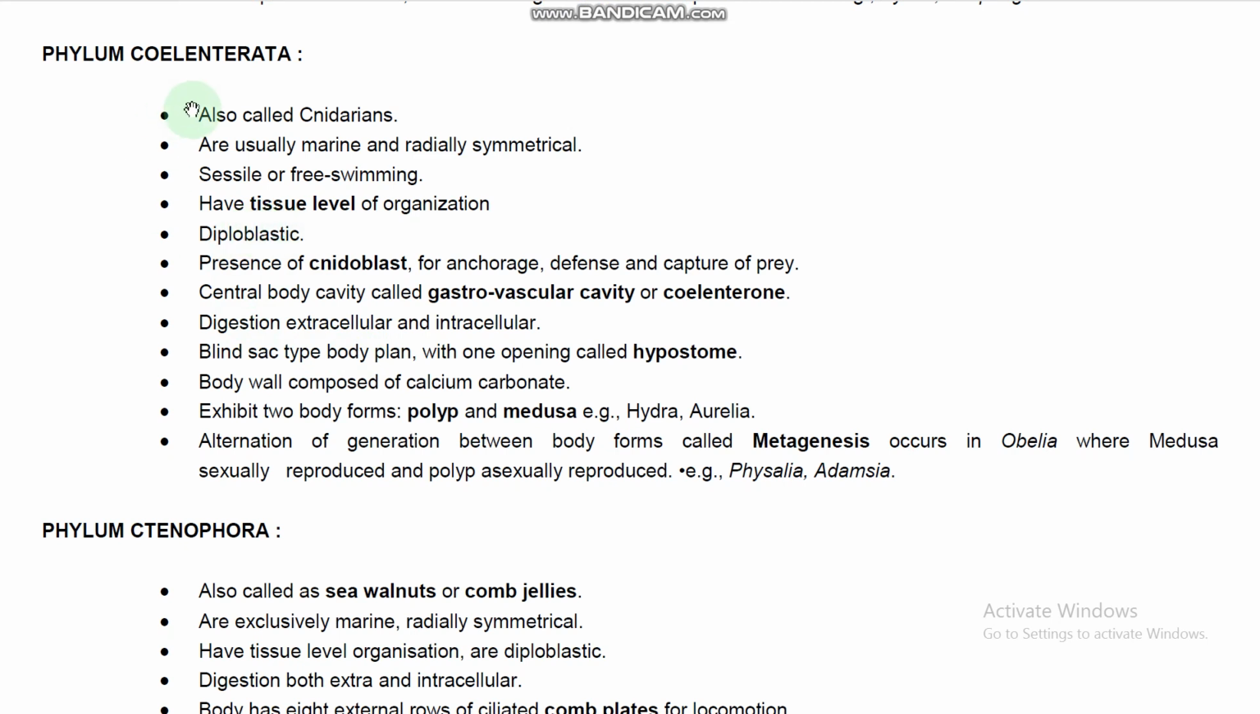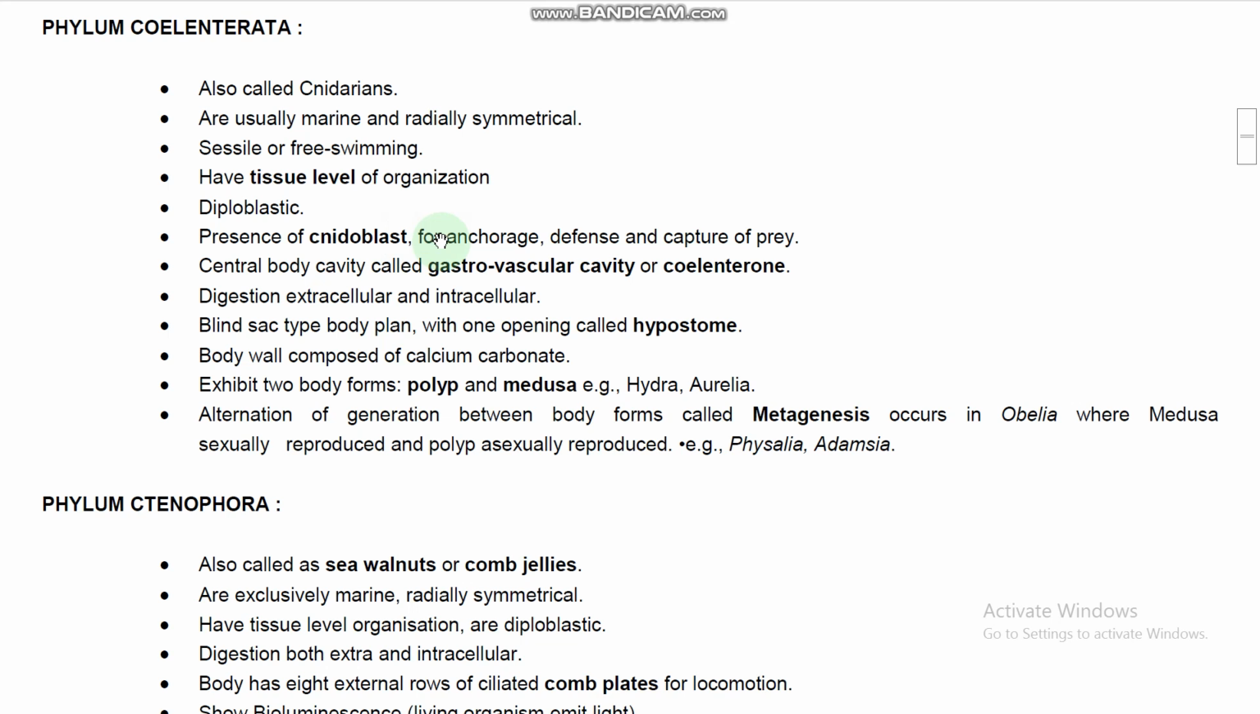You need to remember, Coelenterata are diploblastic organisms, with the presence of cnidoblasts for anchorage, defense, and capture of prey. These specialized structures are called cnidoblasts, so they are called cnidarians. The purpose: anchorage, defense, and capture of prey. And the central body cavity is called the gastrovascular cavity or coelenteron, so this phylum is called Coelenterata.